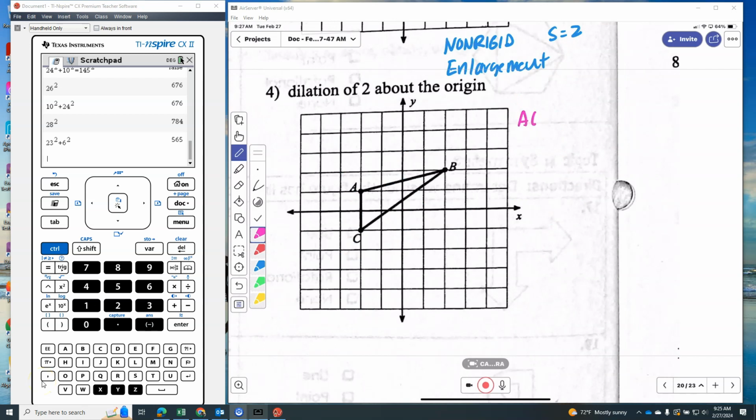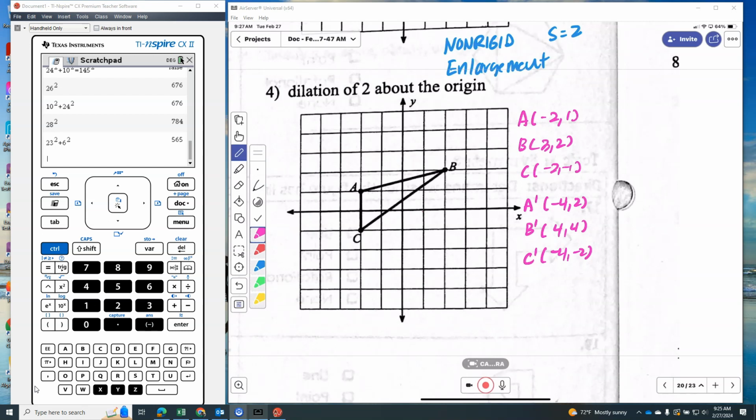So I'm going to go ahead and list the ordered pairs. So A is negative 2, 1. B is 1, 2. And C is negative 2, negative 1. I'm doing an enlargement, a scale factor of 2. So A prime is negative 4, comma 2. B prime is 4, comma 4. And C prime is negative 4, negative 2.